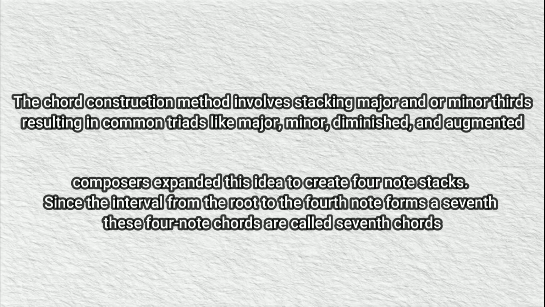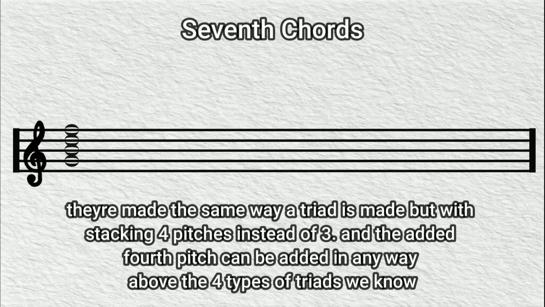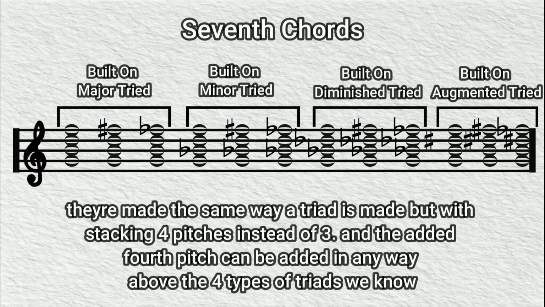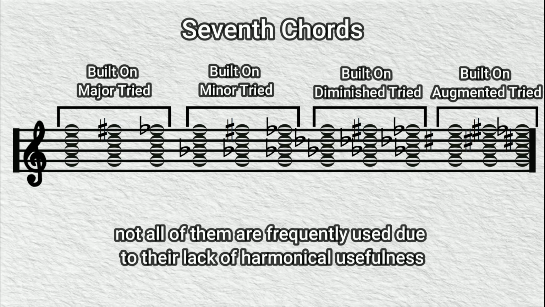Since the interval from the root to the 4th note forms a 7th, these 4-note chords are called 7th chords. And they're made the same way a triad is made, but with stacking 4 pitches instead of 3. And the added 4th pitch can be added in any way above the 4 types of triads we know. And that gives us those 12 combinations. It helps composers write more unique sounding music, and it's used in many different genres. But not all of them are frequently used due to their lack of harmonical usefulness.